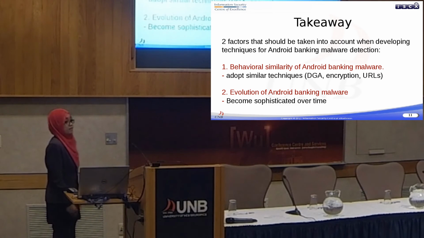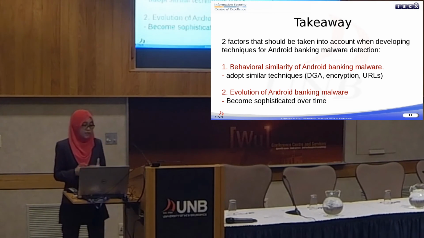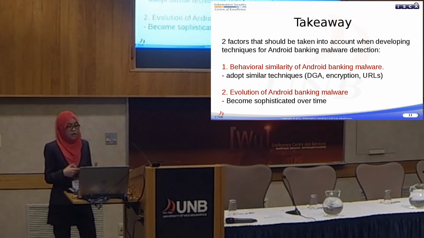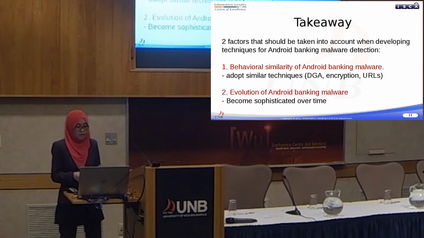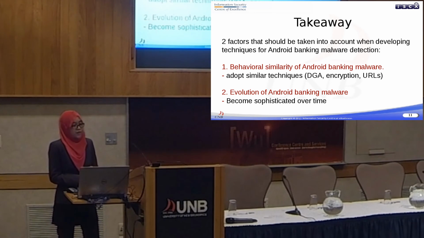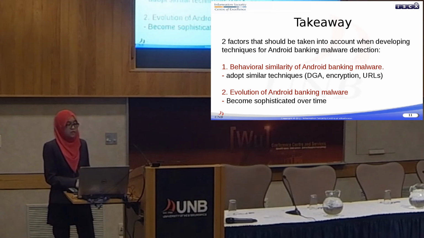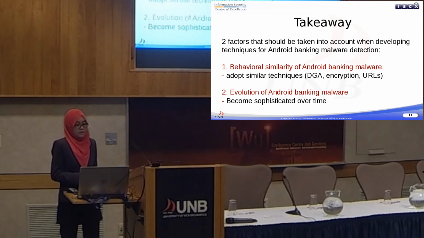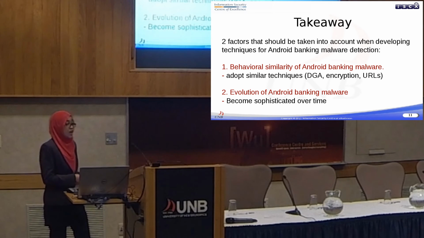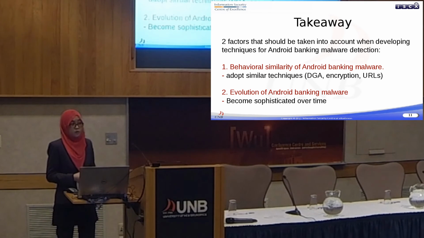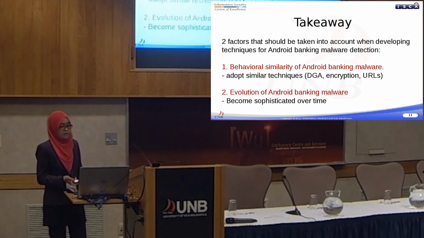So what is the takeaway of this analysis? There are 2 factors that should be taken into account when developing techniques for Android banking malware. The first one is the behavioral similarity of Android banking malware, the one that I showed you previously. We know that the banking malware adopts similar techniques, not only the encryptions or the obfuscation methods, but also the URLs. The second one is the evolution of the banking malware. They are becoming more sophisticated over time, and they try to use as many techniques as possible in their criminal infrastructure. They combine banking with ransomware techniques.